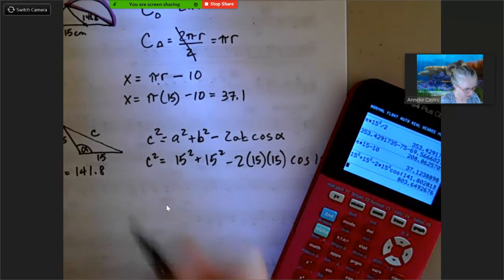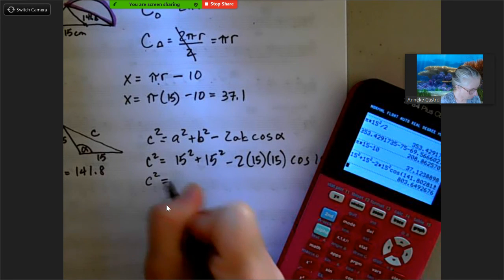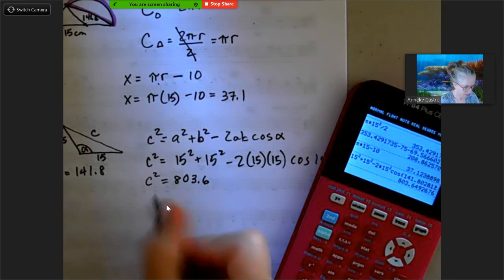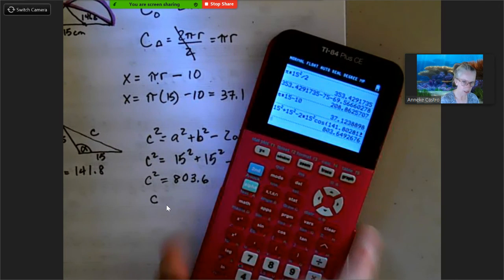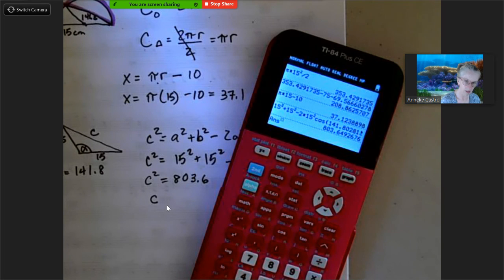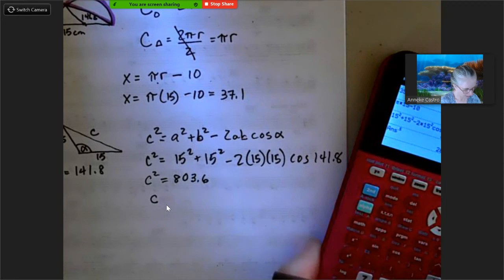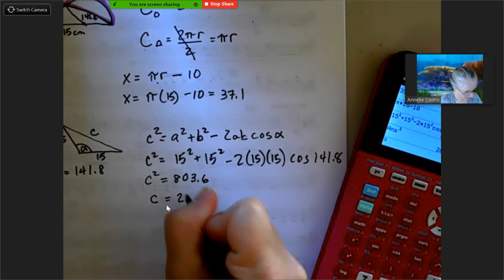Okay, that gets me C squared. So C squared is equal to that 803.6 business. But now I need to take the square root. So to take the square root, I can just do caret. We'll take the answer, caret 0.5. 0.5 gives me the square root. Okay, so that's one way of doing it. And I get 28.3. So C equals 28.3.